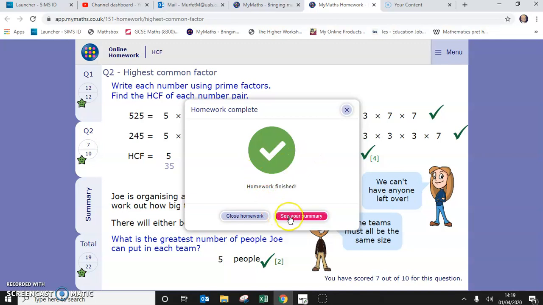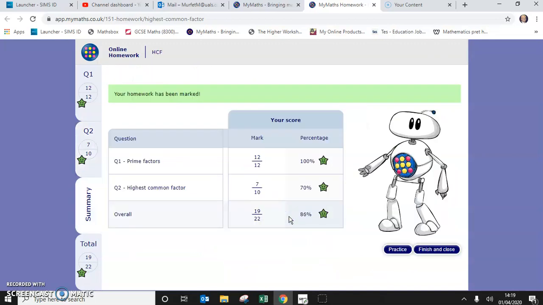Homework finished. Always click See Summary, and then it tells us what we've got. Okay, and then finish and close.